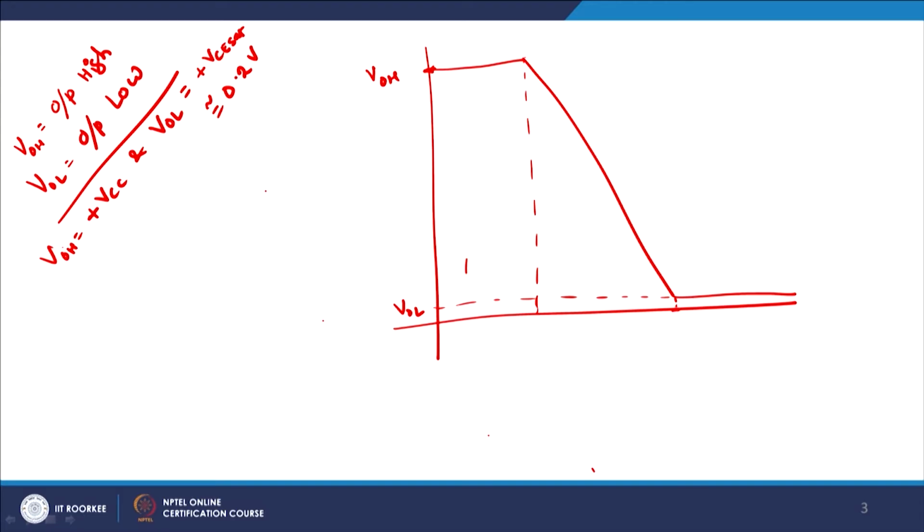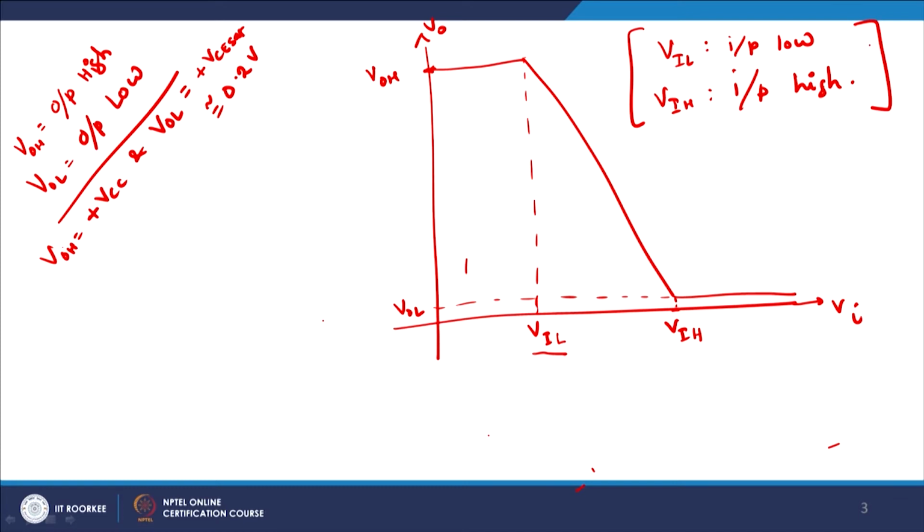Is it okay? We also define two terms on the input side, because this is Vi and this is VO. On the input side we have VIL and VIH. So VIL and VIH, why? Because VIL means the input is low, and VIH means that the input is high.